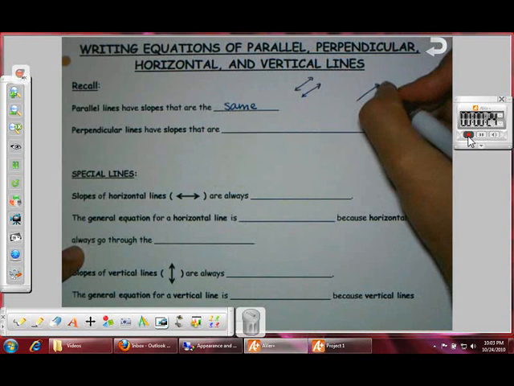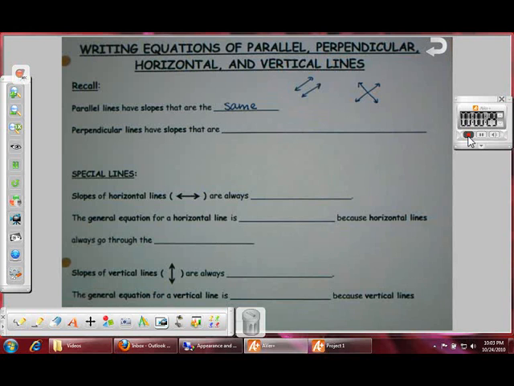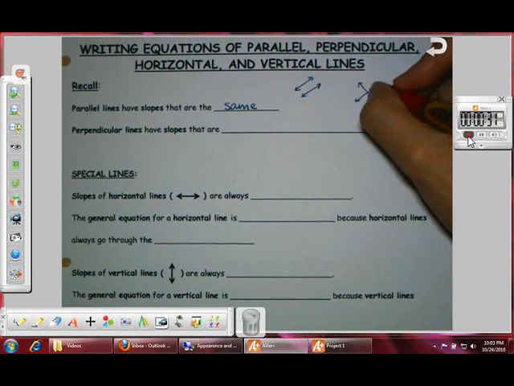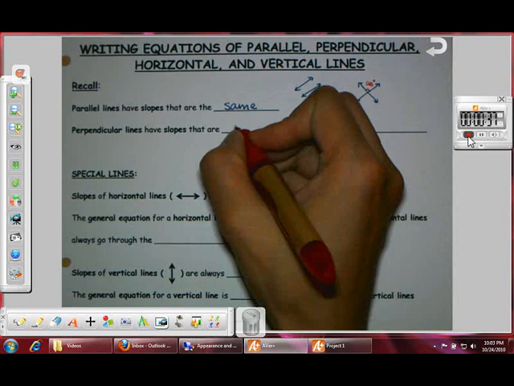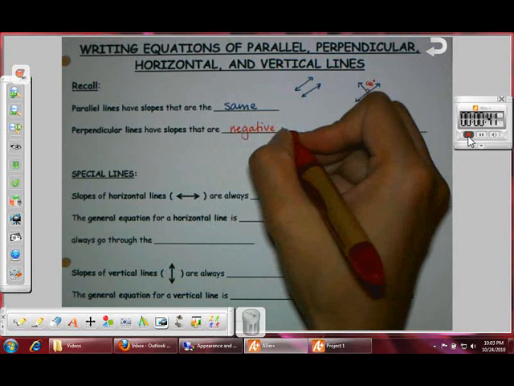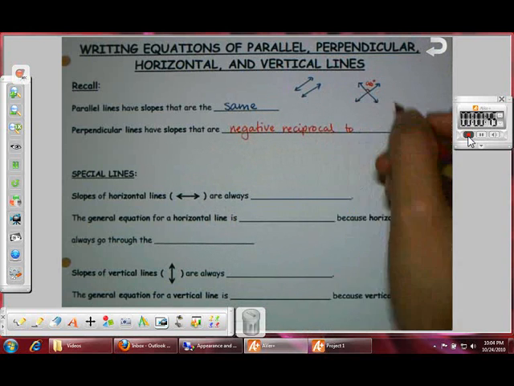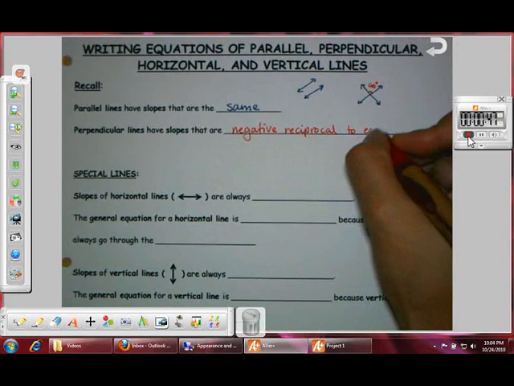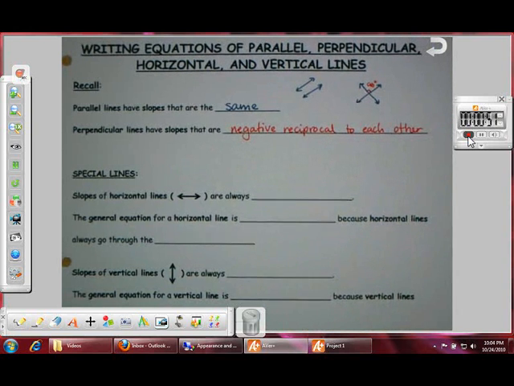Perpendicular lines. Perpendicular means 90 degrees, so two lines make a 90-degree angle. When that's the case, perpendicular lines have slopes that are negative reciprocals of one another. So what does that mean? Now let's look at an example.